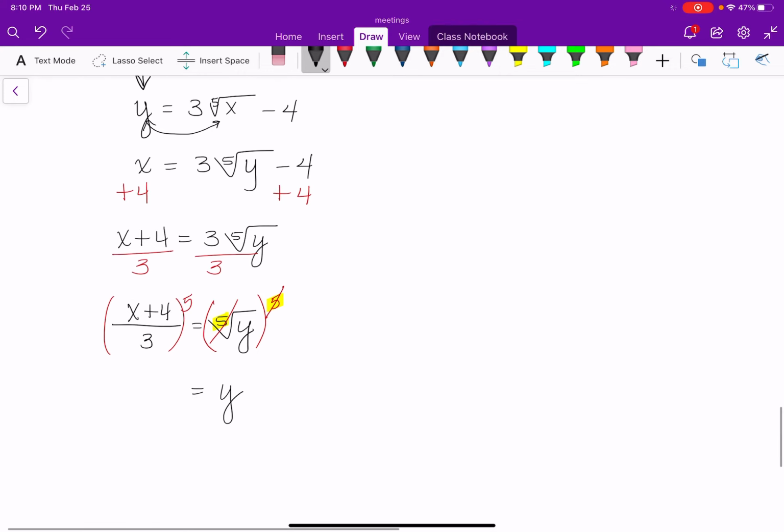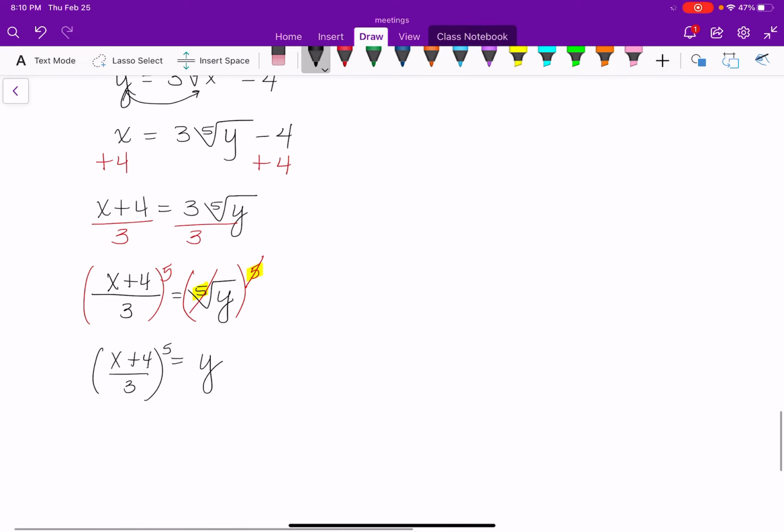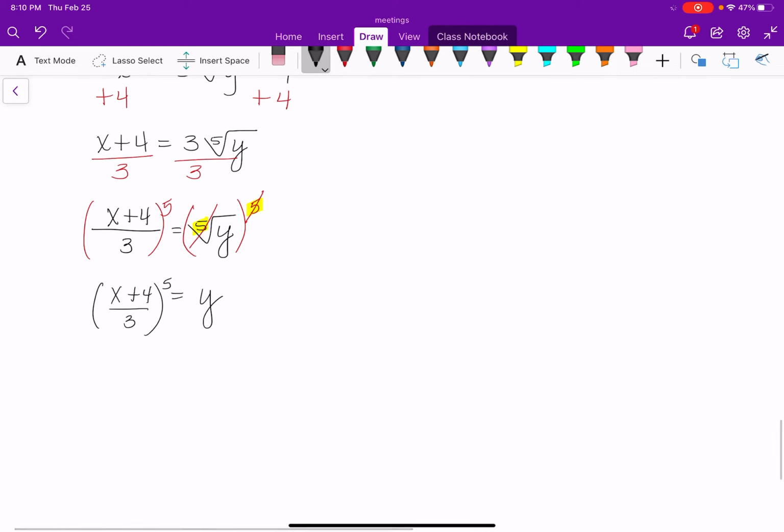And you don't actually have to do anything. You can leave it in this fraction with the power on the outside. That's perfectly acceptable. Again, all we're going to do next is take this y, change it back into function notation. We use the letter v on this one, so we'll have v to the -1 of x equal to x plus 4 over 3 raised to the 5th power.